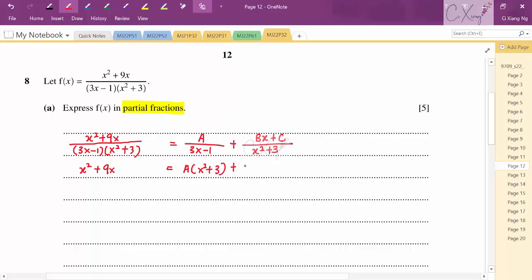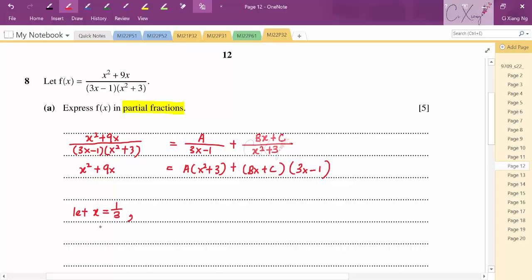Okay, so if I try to simplify everything, I will get something like this. Okay, so to get a value for A, B, and C, right? For the first one, I will refer to this bracket. I want to make this bracket become 0. So if I let this bracket become 0, I will get x equals 1 over 3. So I will let x equal 1 over 3, substitute 1 over 3 into this whole equation and solve it, right? So 1 over 3 squared is 1 over 9. Then 9 over 3 is 3. So 1 over 9 plus 3.